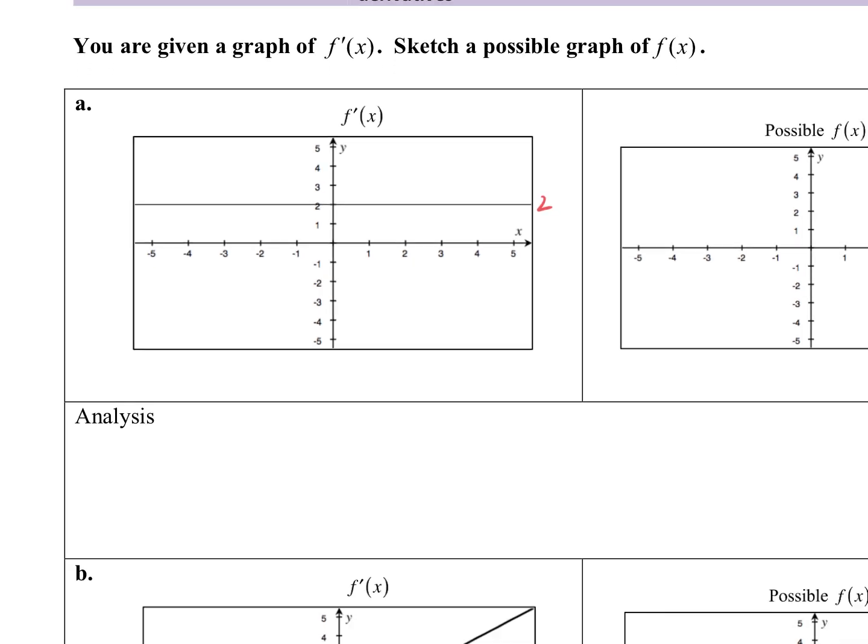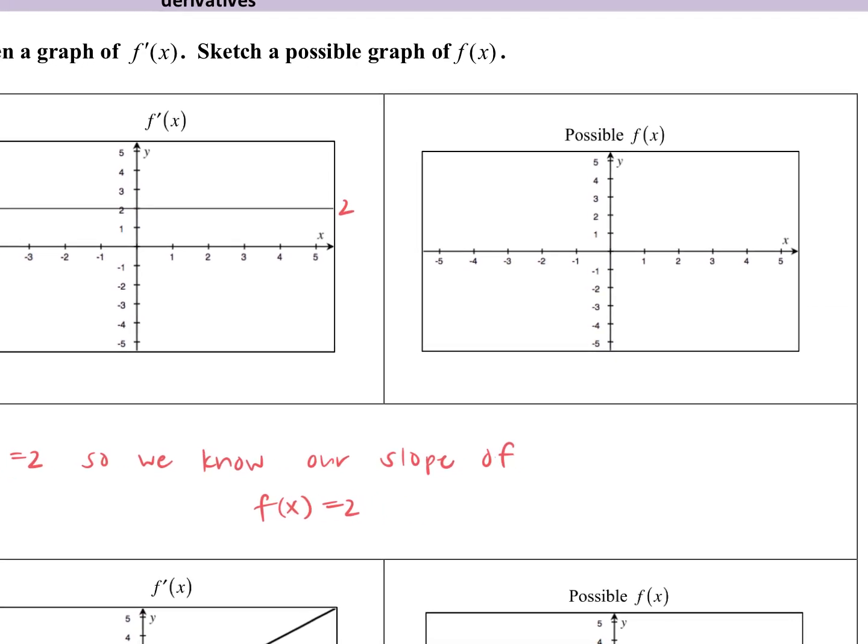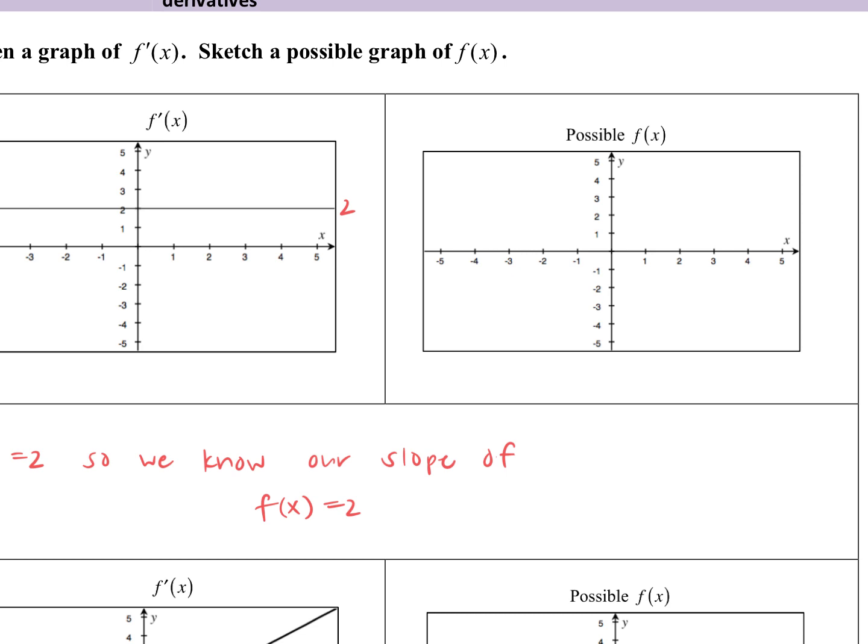So when we're thinking about the analysis of it, we could say something like our derivative is equal to 2, so we know our slope of f of x is equal to 2. So in my possible graph, it does not matter where it is, as long as I have a slope of 2, up 2 over 1, down 2 over 1. Okay? And I could draw a straight line there.